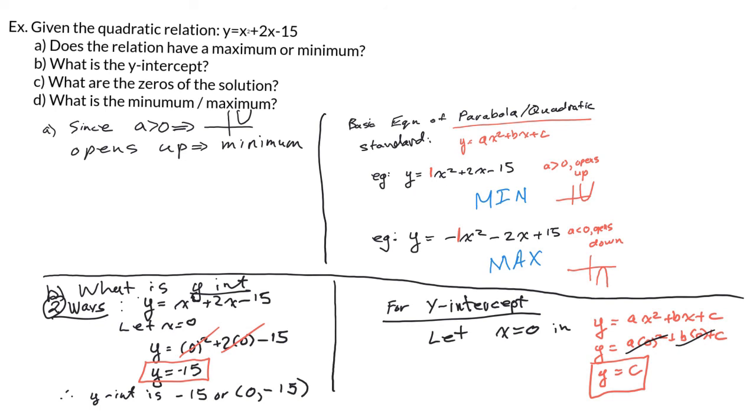Okay? Now the other way would have been to just say, hey, recognize that your equation is in this form right here. And then say, you know what? Forget it. We know that our y-intercept is negative 15. Boom, we're done.